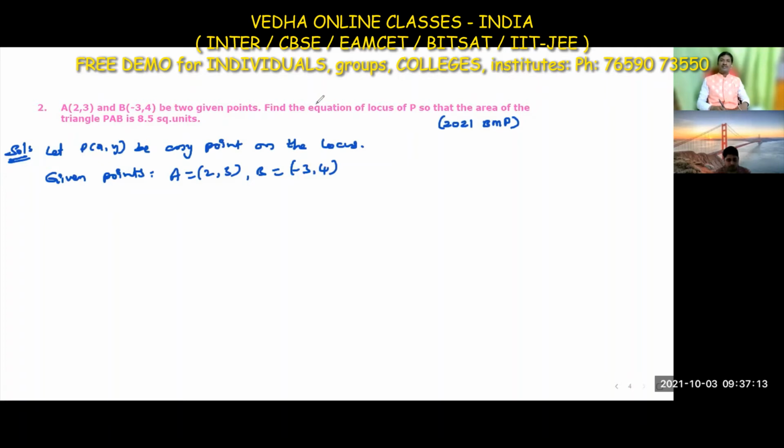Here, what is the given condition? The condition: the area of the triangle is 8.5 square units. That means delta is equal to 1 by 2 into... We have two or three formulas. Whichever you feel is easy, you can apply that. Which formula am I taking?